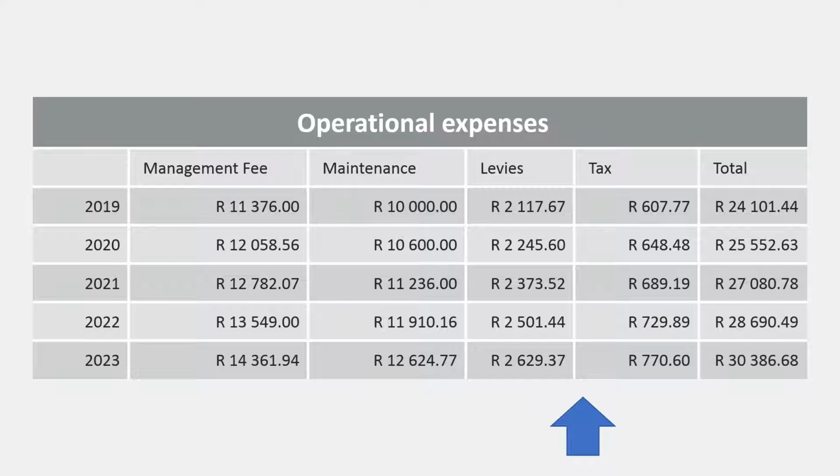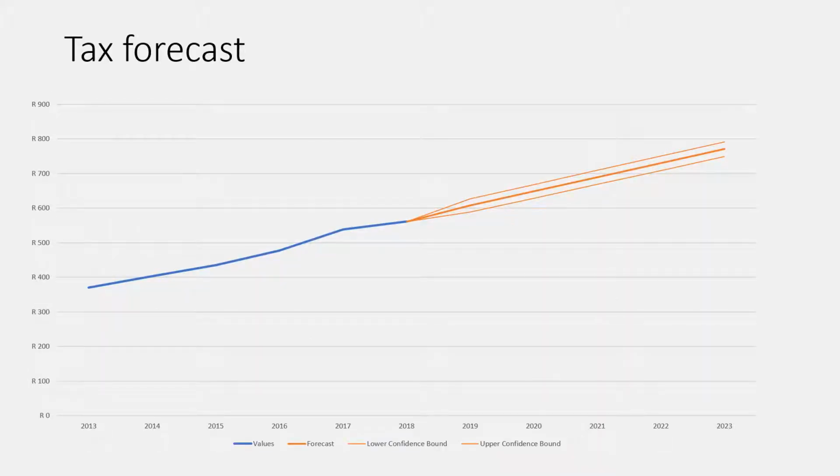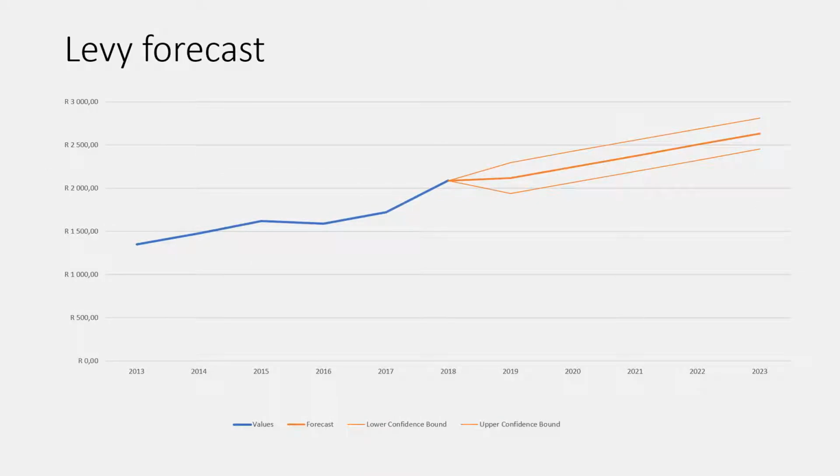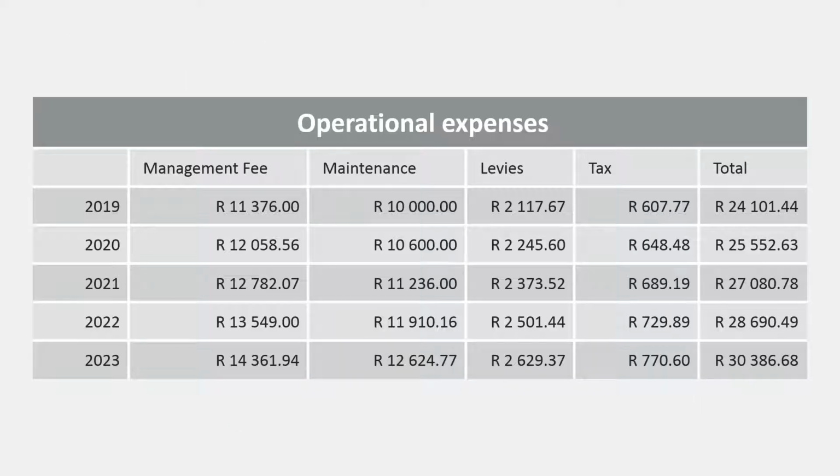The levies and taxes were estimated based on historic data, and then we just calculated a total. So this slide basically just shows how we forecasted the tax, and this slide basically just shows the levy forecast. And these forecasts were then just used to estimate how much we will be paying in the future. And so then we end up with this table with our values for levies and taxes.